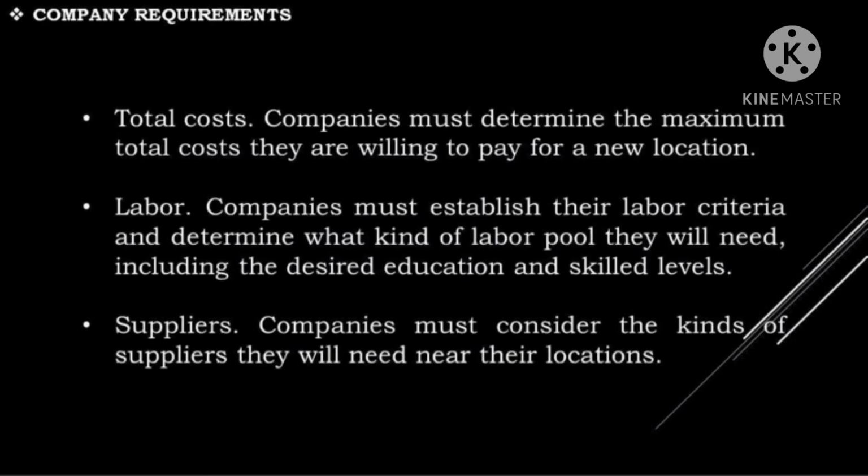Total costs. Companies must determine the maximum total costs they are willing to pay for a new location. Total costs include distribution, land, taxes, utilities, and construction costs. Labor. Companies must establish their labor criteria and determine what kind of labor pool they will need, including the desired education and skill levels. Suppliers. Companies must consider the kinds of suppliers they will need near their locations. In addition, having suppliers nearby can help companies reduce their production costs.